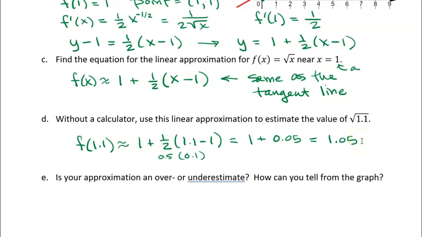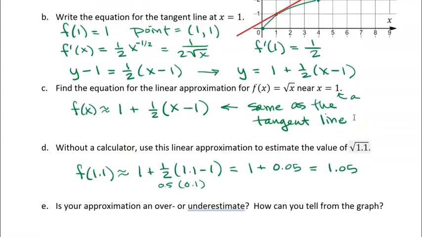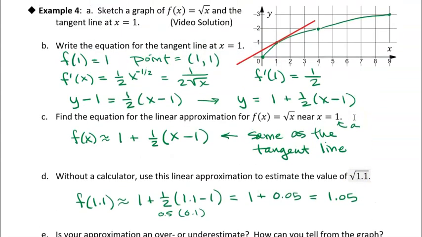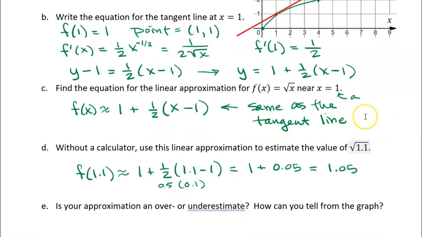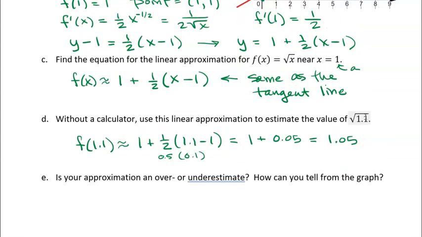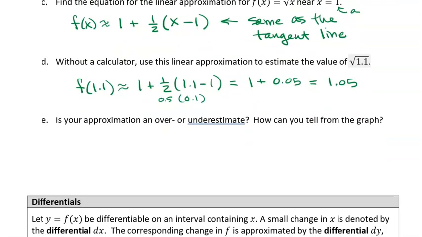Now, the next question is asking, is your approximation an overestimate or an underestimate? And how can you tell that from the graph? Well, let's look back up here at the graph of the square root of x and the tangent line. You can see that the tangent line is above the graph. Our square root function is concave down, so it's curving away from the tangent line. So if we use the tangent line as an approximation for the square root of x, it's going to give values that are too big. It's going to give overestimates. So I'm just going to say, scroll down here, it gives us an overestimate.